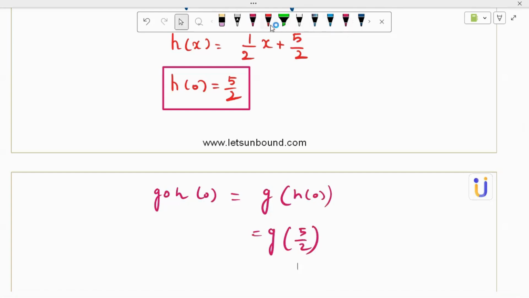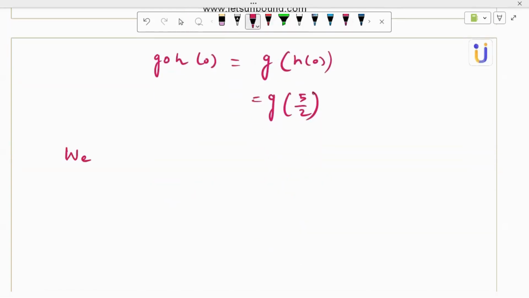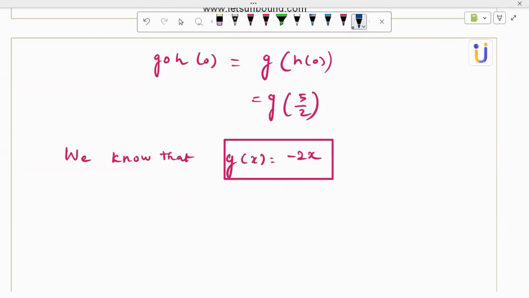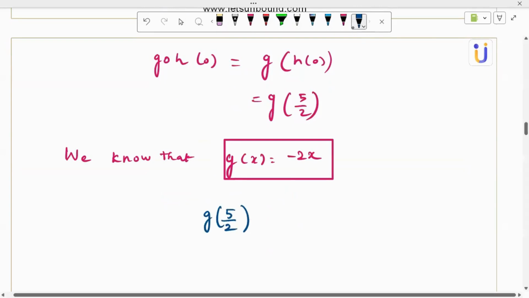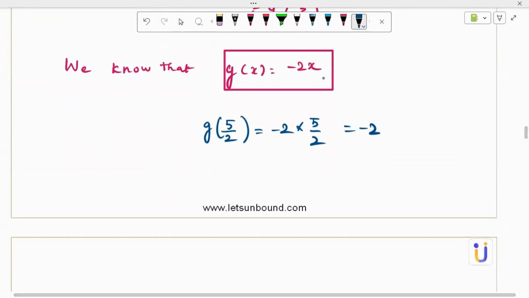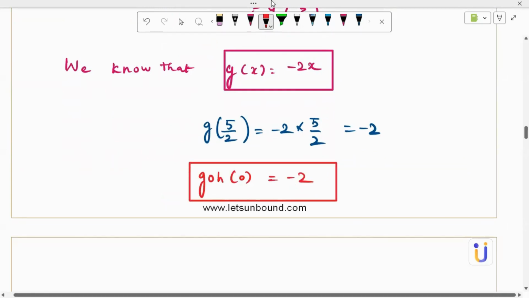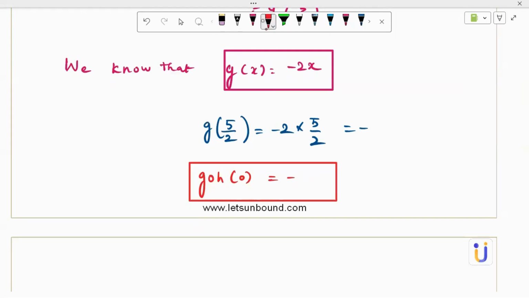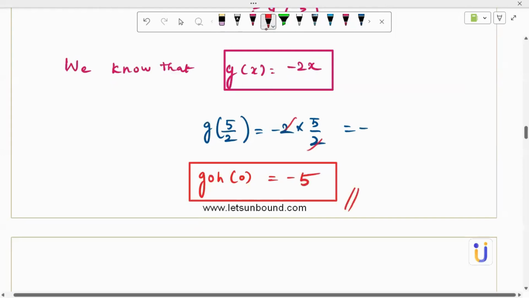Now, what is g? That also we defined. We know that g of x is minus 2x. I hope everyone remembers this. Minus 2x, and g of 5/2 is minus 2 times 5/2, which is minus 5. So finally, the answer g composition h of 0 is minus 5. Got it? The 2 and 2 get cancelled, it's fine. Negative 5.